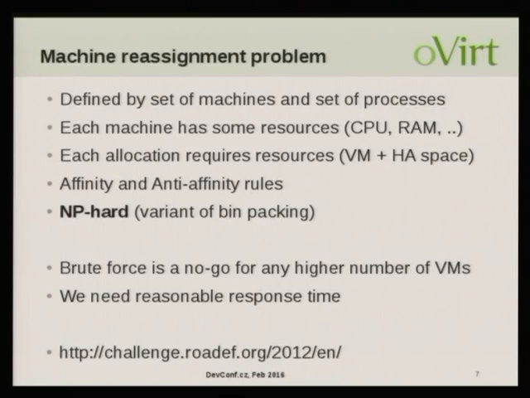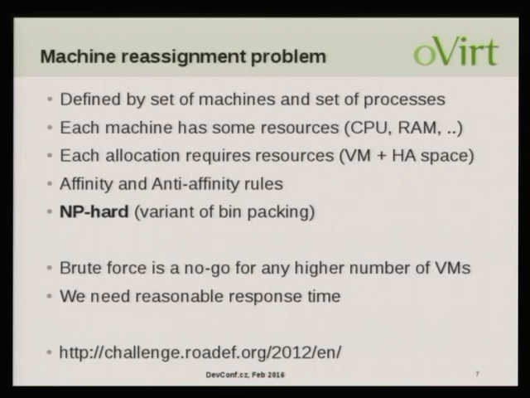The anti-affinity is actually very important in raising the complexity. It's causing the complexity to ramp really up. And because of all that, it's an NP-hard problem. If you have a computer science background, you know that that's about as hard as it gets. And it's not really solvable by deterministic algorithms. So brute force is a no-go. If you have more than 2 or 10 VMs, it will just take a very, very long time to compute that. It will eat all your resources. But we need reasonable response time.